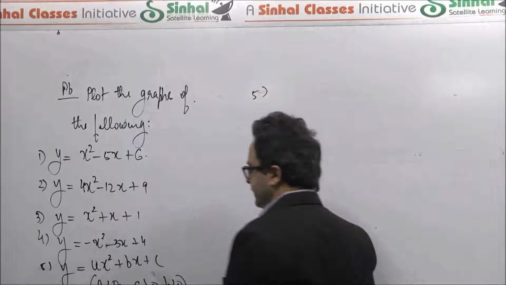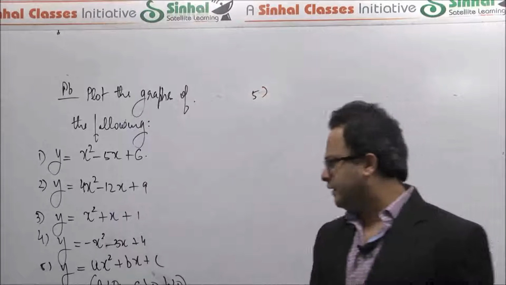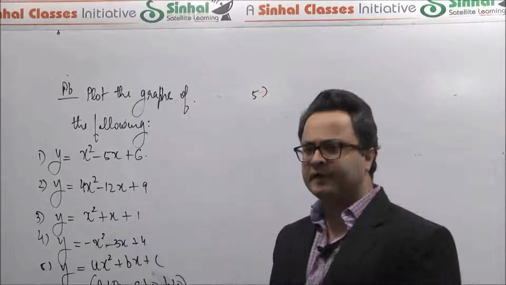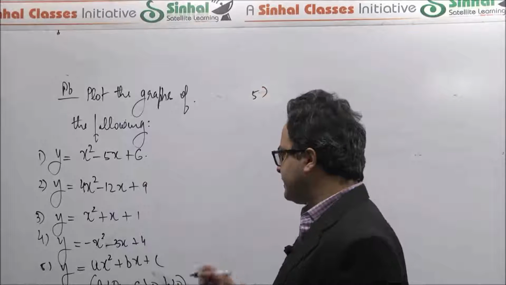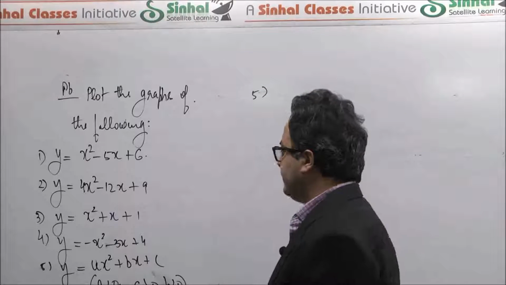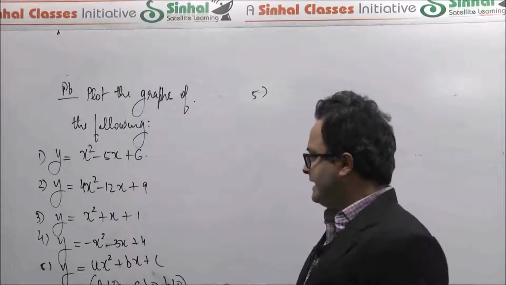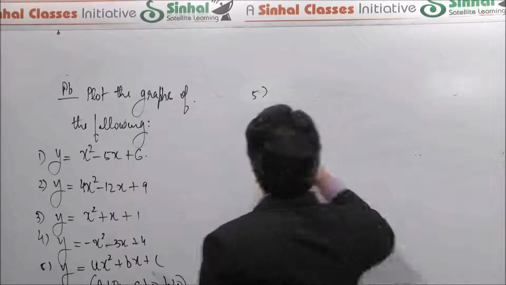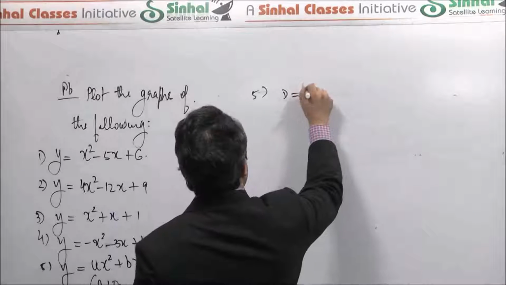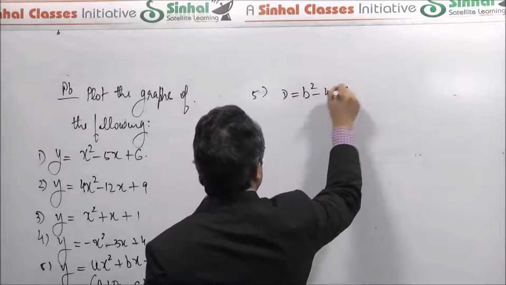Now in the last one, we haven't been given specific values of a, b, and c. We've just been given information about the signs. We'll still be able to figure out a rough plot for the function. First of all, again, we need to observe that a is definitely negative, so it's a parabola opening down. Now for the discriminant, if you observe, the discriminant is b square minus 4ac, right?